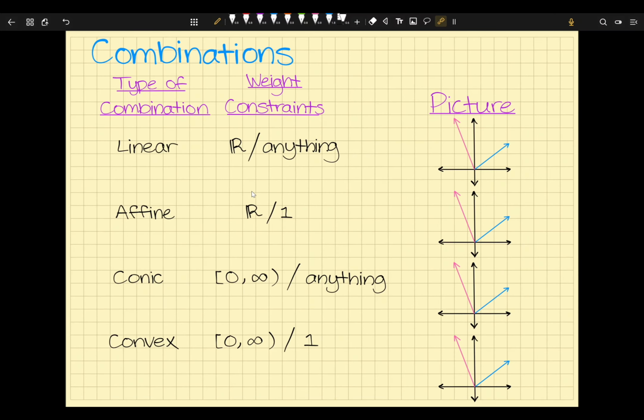So I've written almost the same information as the last slide. Here's the combination, and the restriction is that the weights come from the real numbers and they can sum to anything. And so if these are our two vectors, all of the possible linear combinations gives us all of R2. But now if we impose this affine constraint, where instead the scalars must sum to 1, then what we get is the line going through these 2 points.